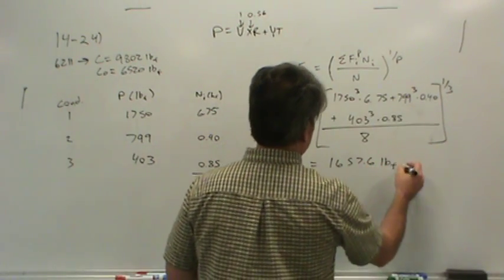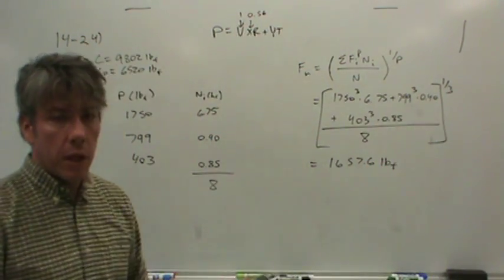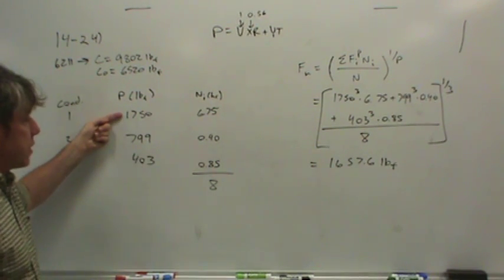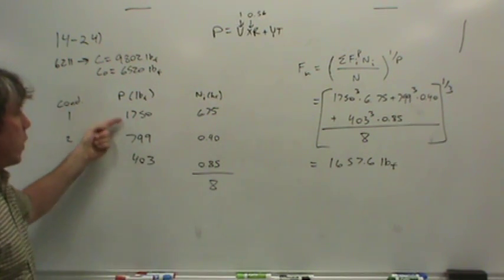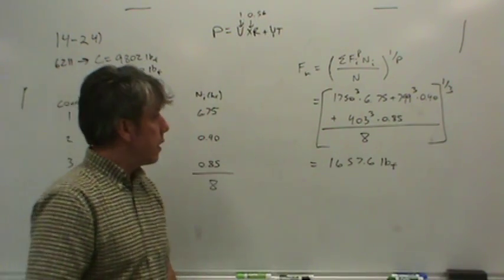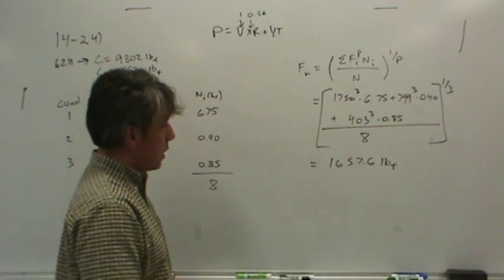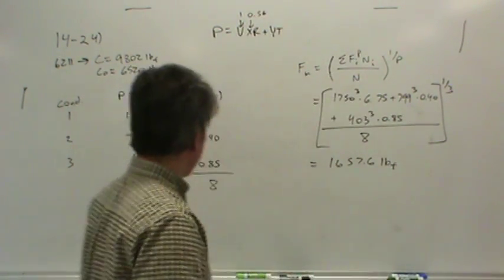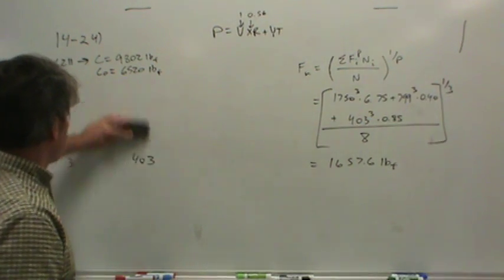All right, so finally, 1,657.6 pounds force is the equivalent load that would be applied to the bearing based on all this. Notice it's not exactly this, it's a little less, but it's weighted closest to this one, which makes sense because it runs the longest at that load. So 1,657.6 pounds force is the equivalent radial load. Now we're actually done with this.